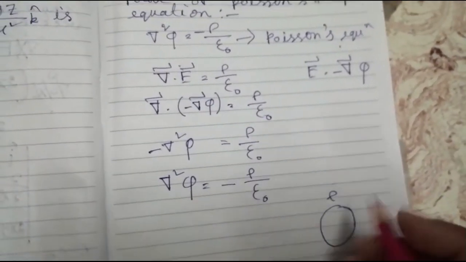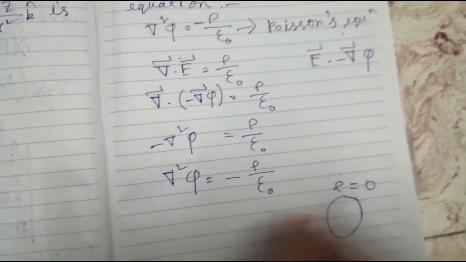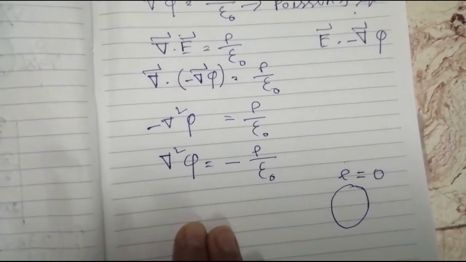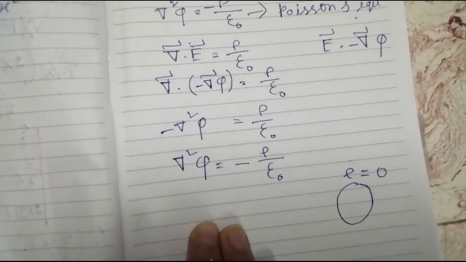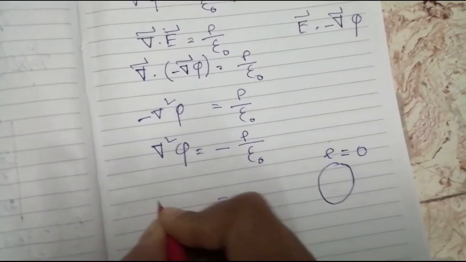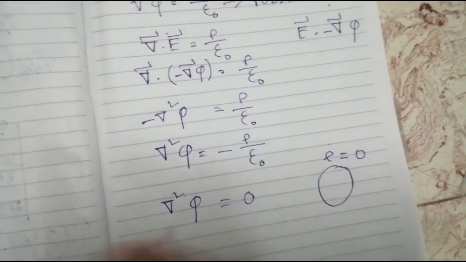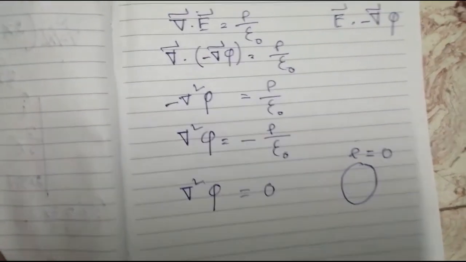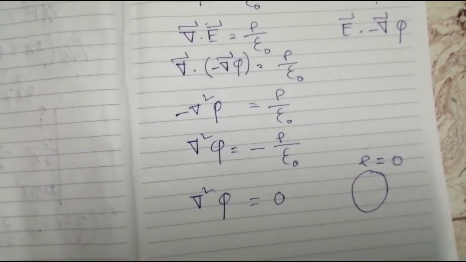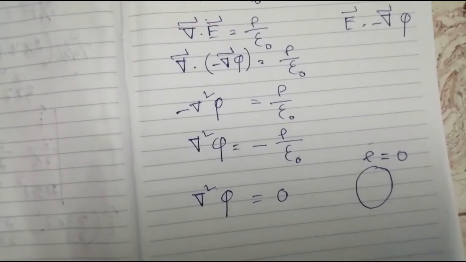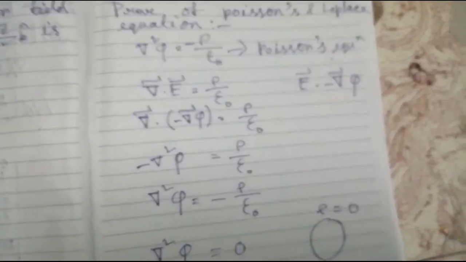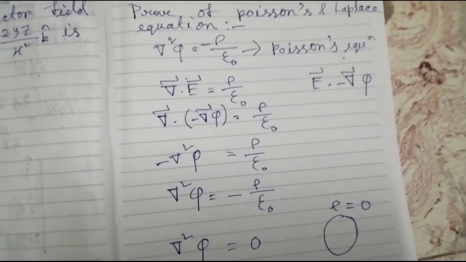Now if we consider rho is equal to 0, it may happen that there is no charge. If there is no charge, that means the charge density rho equal to 0. So if rho equal to 0 and we place it over here, then what we are getting: nabla square phi is equal to 0. This is the Laplace equation. Just one line you have to do here: you put rho equal to 0, then nabla square phi you are getting as 0. So this is about Poisson's and Laplace equations. This is the derivation of it.